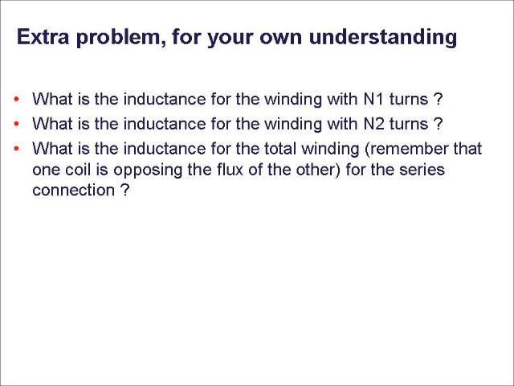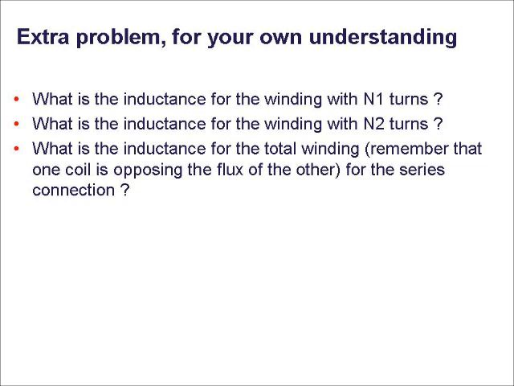I am suggesting an extra problem for your own understanding, so you should work yourself on these 3 bullets. If you assume only the winding with N1 turns, what's the inductance for that winding by itself? So it's the self-inductance for the winding 1. Then you look at the inductance for the winding with N2 turns. What is the inductance for that winding with N2 turns? That means the self-inductance.